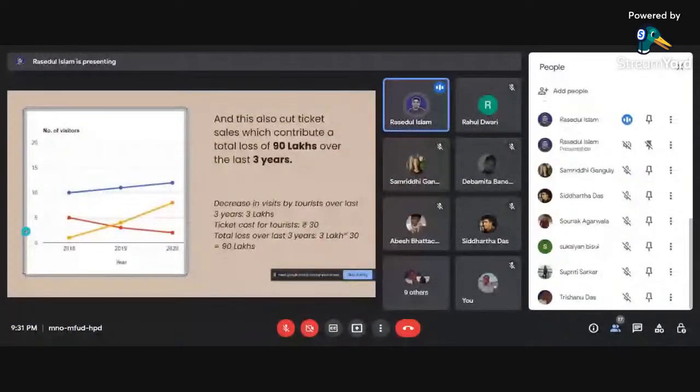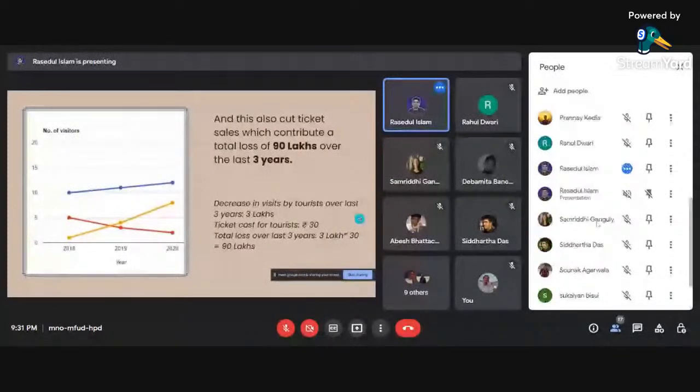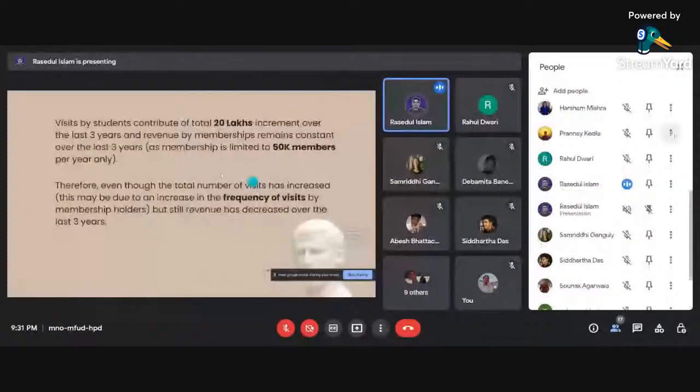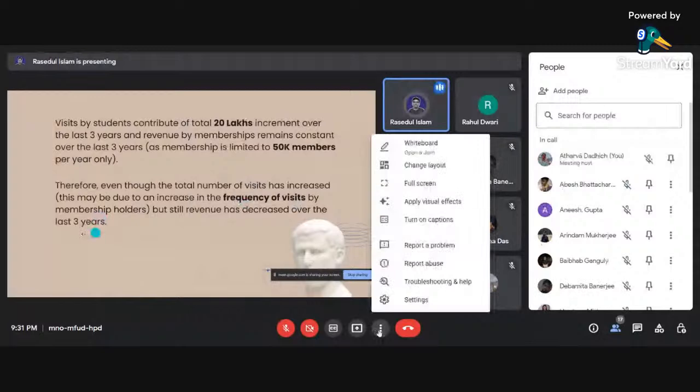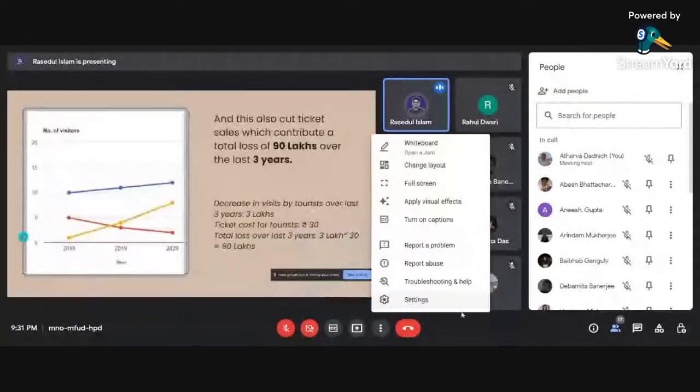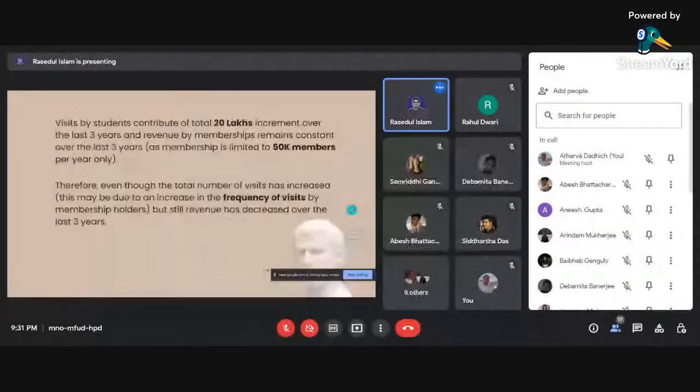Okay. And also the number of visits over the years is increasing because the frequency of visits by the membership holders is increasing. Here you can see. Okay. So over to Rahul.